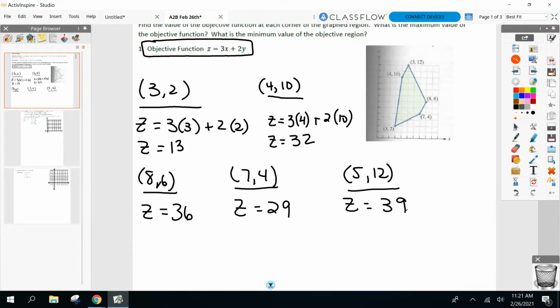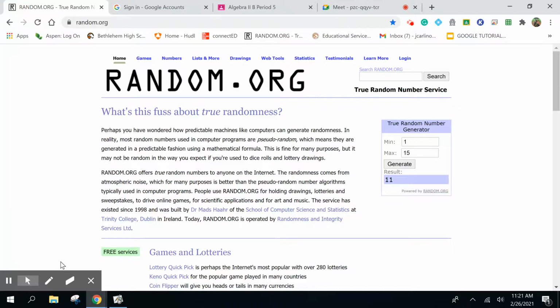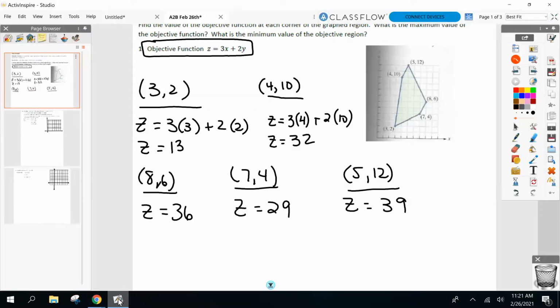All right, let's answer the question now. What's the maximum value of this objective function? Look at all our z values. Will, what's the max value that I ended up with? 39. Max equals 39. Stay with me there, Will, because it also asks what's the minimum value of the objective function. What's the minimum value, Will? 13. There you go, guys.